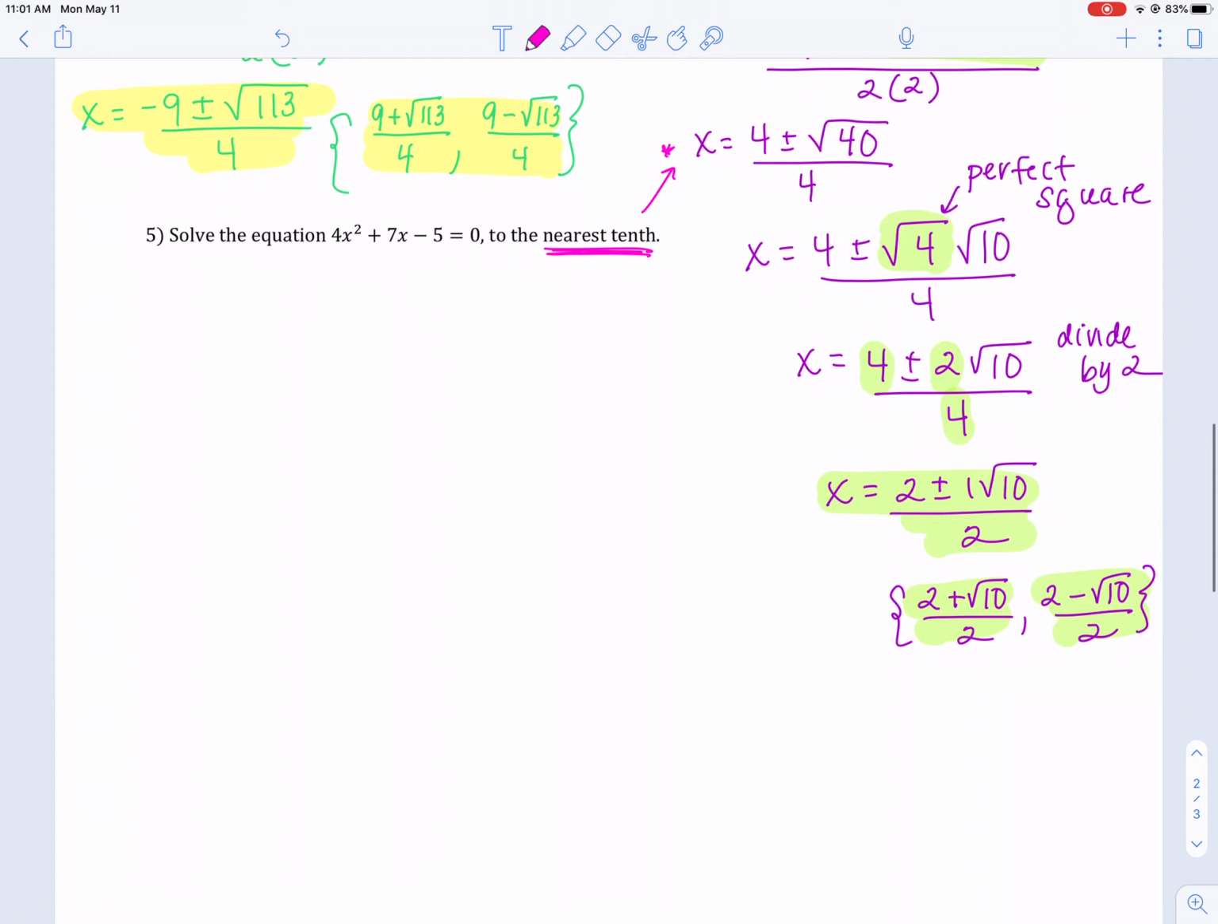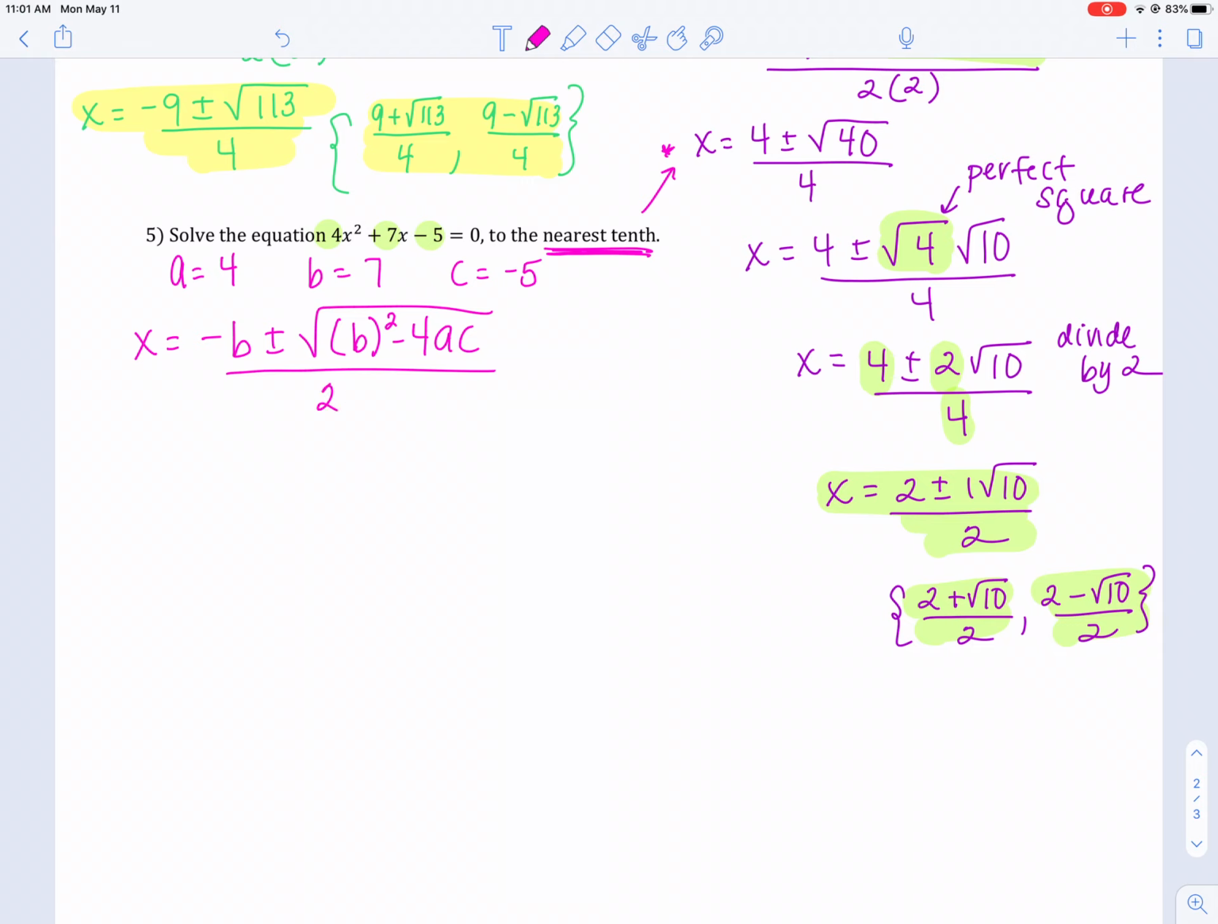This one very nicely is already in standard form. In other words, I could state A, B, and C. A is 4, B is 7, and C is -5. Okay, so everybody should see 4, 7, -5. So I'm going to write x equals -b plus or minus the square root of b squared minus 4ac, and that's all over 2 times a.